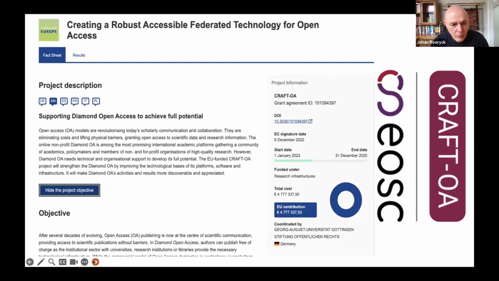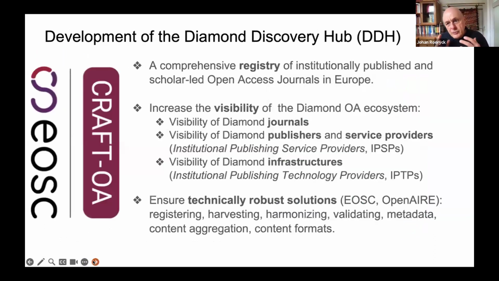More specifically, one of the goals of that project, which is the sister project of the DIAMAS project that I'm the co-PI of, is to develop a Diamond Discovery Hub. The purpose of the Diamond Discovery Hub is to provide a comprehensive registry of institutionally published scholarly open access journals in Europe, Diamond Open Access journals, increase the visibility of the journals, the publishers, the service providers, and infrastructures, and to ensure technically robust solutions in collaboration with EOSC for registering, harvesting, harmonizing, validating the content aggregation and the content formats. That is a technical element, but there's also a visibility element there.